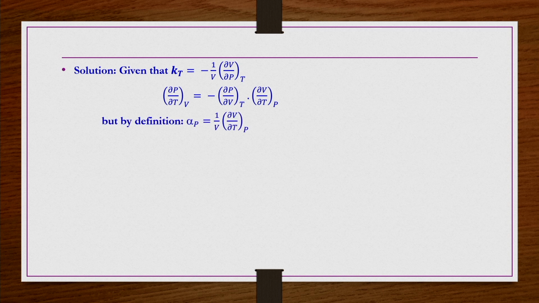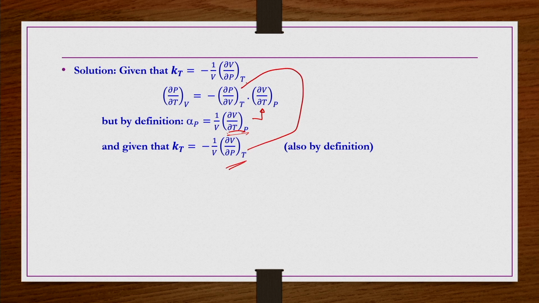Further, we also know that alpha p is equal to 1 by v dou v by dou T at constant p, that means this is related to this particular term. Also it is given that Kt is equal to minus 1 by v dou v by dou p at constant T, that means this particular term is related to this one. When we use this here in this equation, dou p by dou T at constant v is nothing but alpha p by Kt.